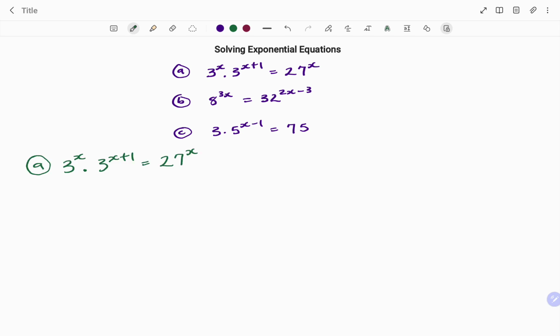In the first example, we have 3 to the power of x multiplying 3 to the power of x plus 1 equal to 27 to the power of x. The first step is to change all the bases to a common base. We have a base of 3 on the left hand side, so I'm going to change 27 to a base of 3. We have 3 to the power of x multiplying 3 to the power of x plus 1 equals, to change 27 to base 3, that will be 3 to the power of 3.